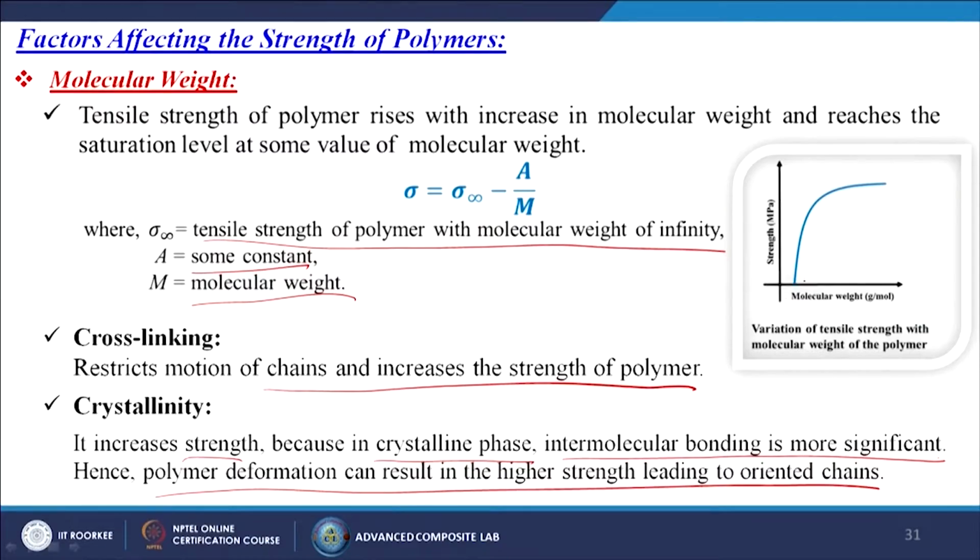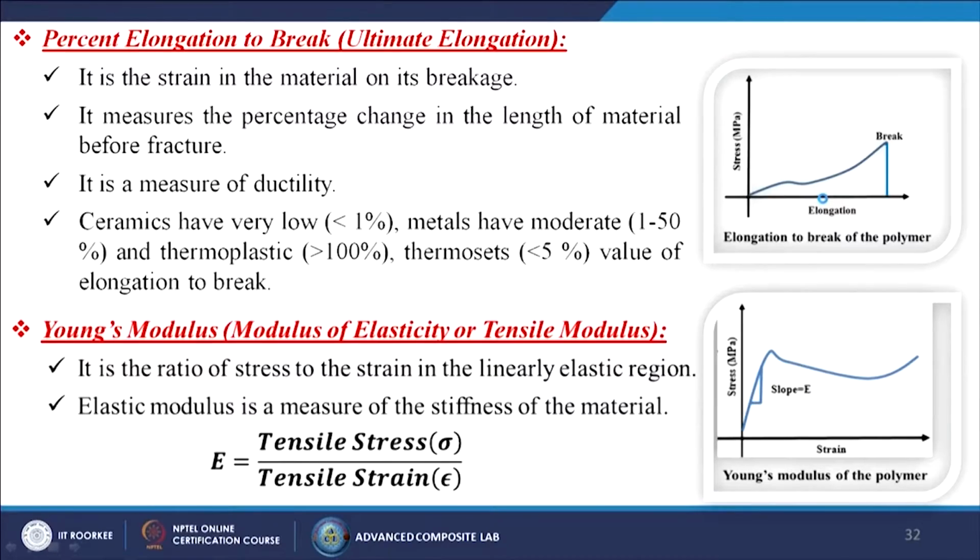So, you can see molecular weight and strength. If we are increasing the molecular weight up to a certain point, the strength will increase, and after that it will become constant. Now, we are going to discuss the percentage elongation at break, or maybe known as the ultimate elongation. So, it is the strain in the material up to its breakage.